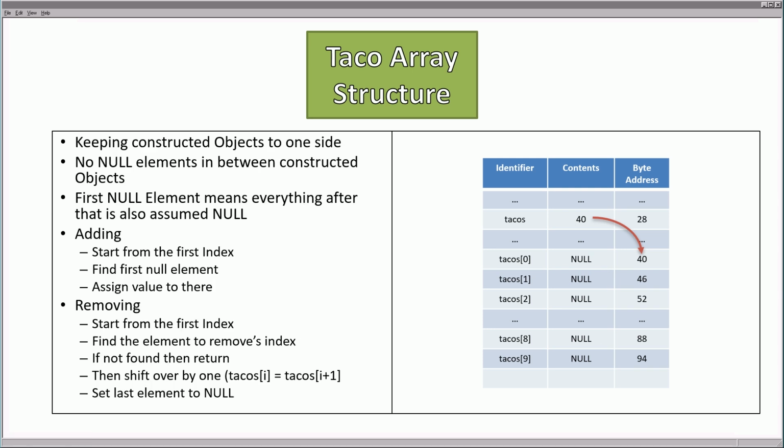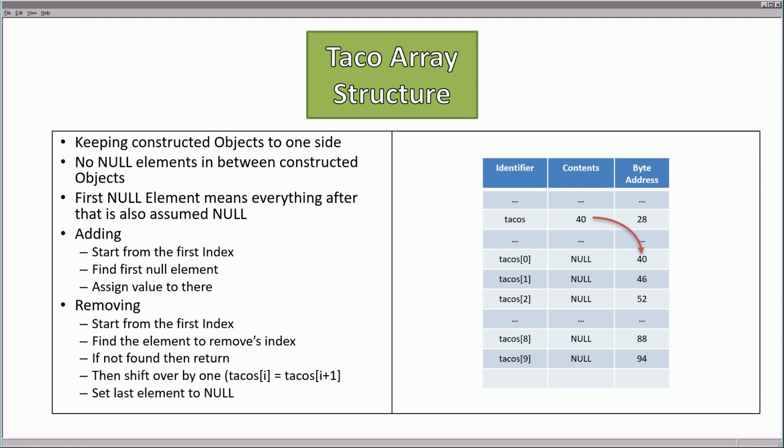The purpose of the taco manager was to maintain this data structure, this array of tacos. We should always structure data in such a way that makes the problem solving easy and efficient. The way that we decided to structure this taco array was simple. We were going to keep every constructed element to one side of the array. The first null element indicates everything after it would also be null.